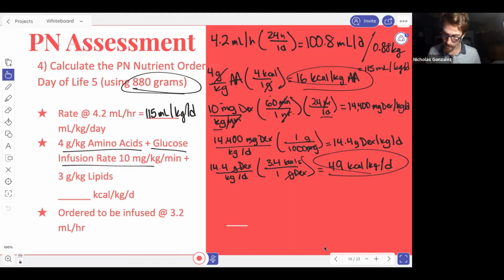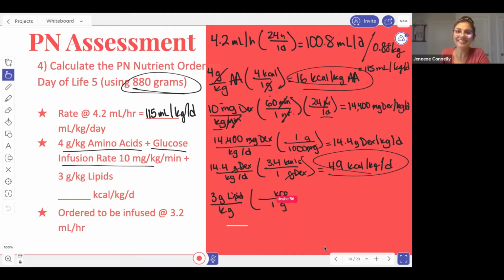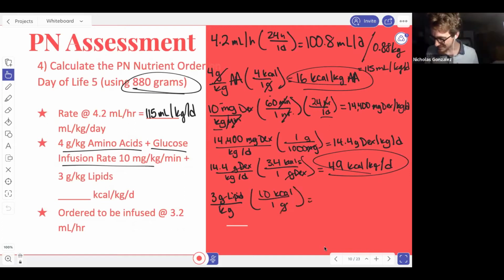And then lastly, just our lipids, which is another easy one. We have 3 grams. So how many calories per gram is that, Janine? 10. You said 10, not 9. Not 9. 10. That's going to give us 30 calories per kilogram per day.